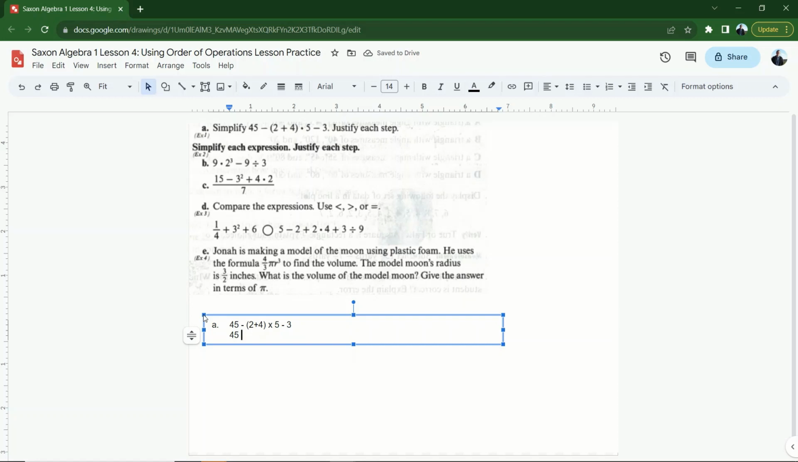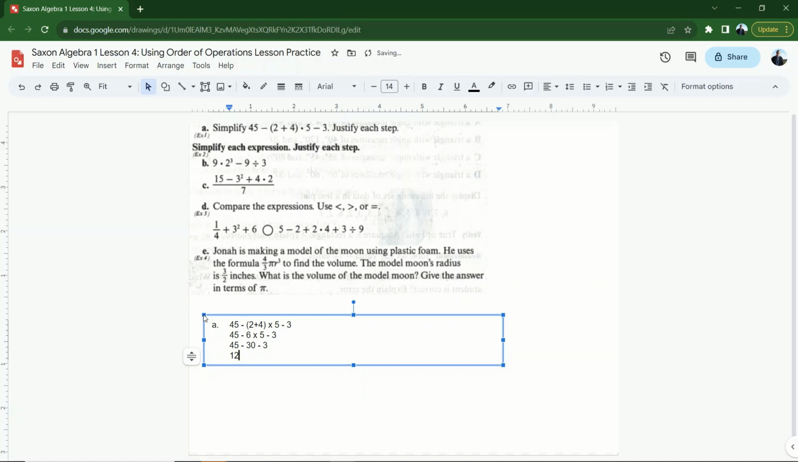45 minus, the next thing I'm going to do is combine 2 and 4 into 6 times 5 minus 3. So I did the grouping symbols, the parentheses. Next thing I need to do is any multiplication. Oh, I have a 6 times 5 in here. So this is going to be 45 minus 30 minus 3. And now I just subtract from left to right. 45 minus 30 is 15. So it's going to be 15 minus 3. I can actually do two subtractions at a time. 15 minus 3 is 12.